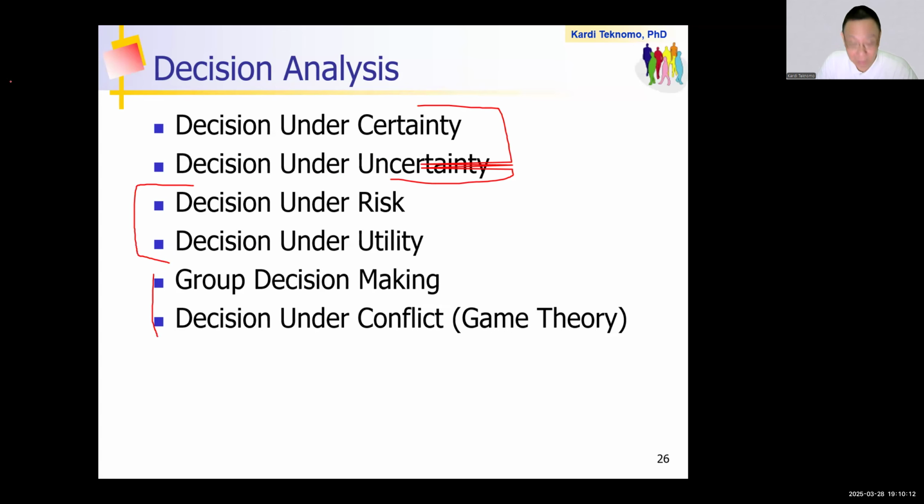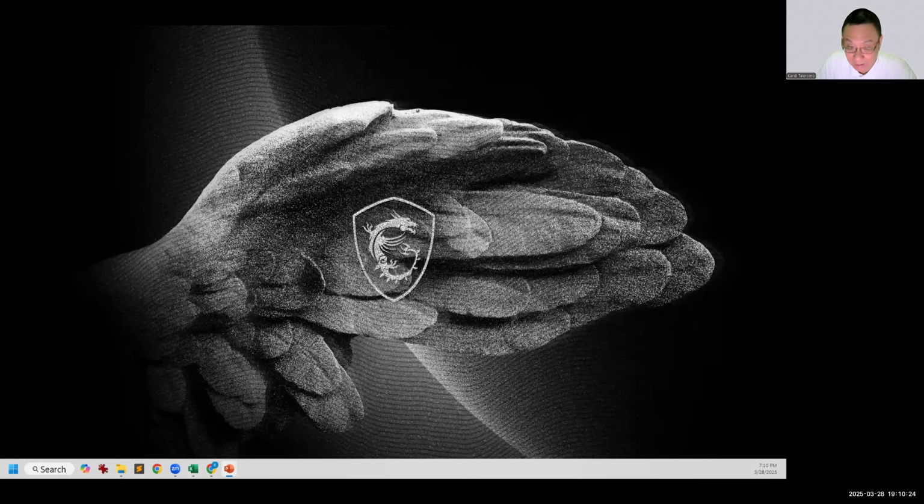So about this classical decision and how people make decisions, is there any question? Anything to discuss? Is there anything to discuss about this? So if not, you can go to decision under uncertainty.